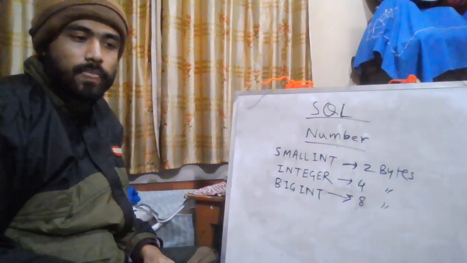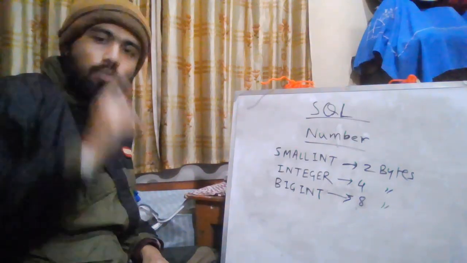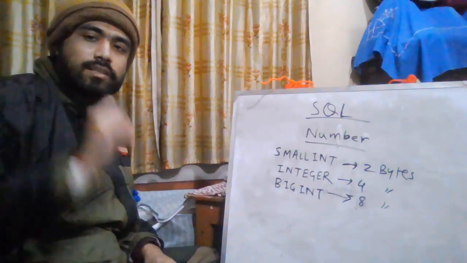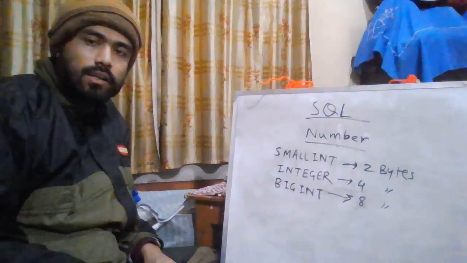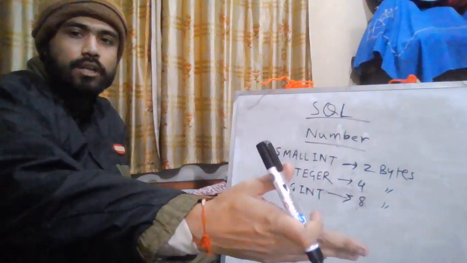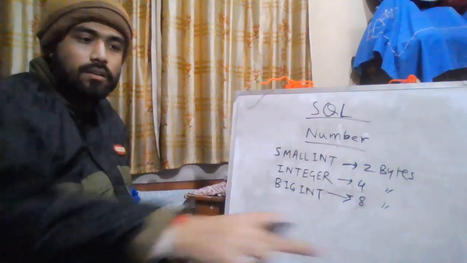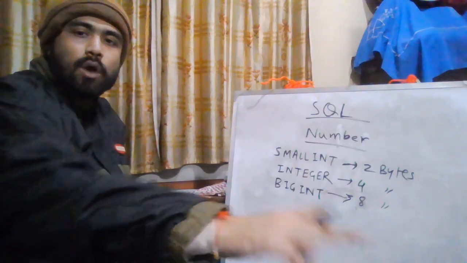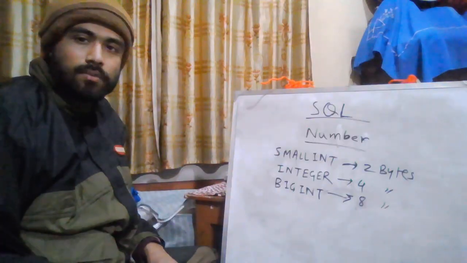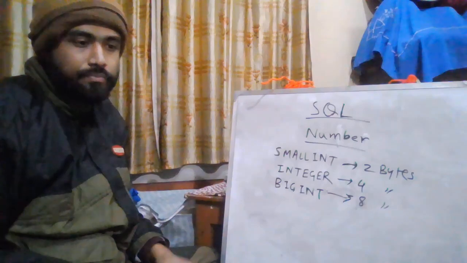10 digits means, 1 crore has 8 digits. 1 billion has 10 digits. So it can hold up to, because 100 crore is 1 billion, it can hold up to 2.14 billion from negative to positive. And forget about big int. It is even much bigger.